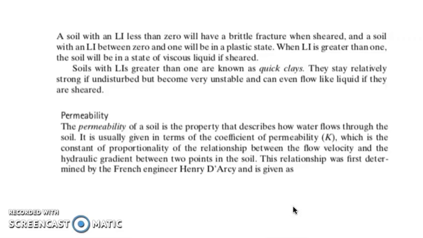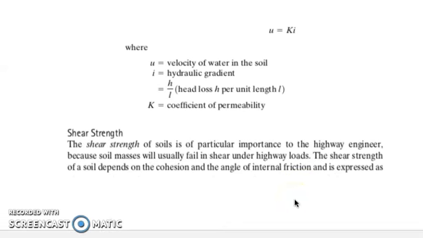It is given by our coefficient of permeability, denoted by capital letter K, which is the constant of proportionality of the relationship between the flow velocity and the hydraulic gradient between 2 points in the soil. So we have here the velocity of the water in the soil, denoted by small letter u, equal to the permeability coefficient times the hydraulic gradient.